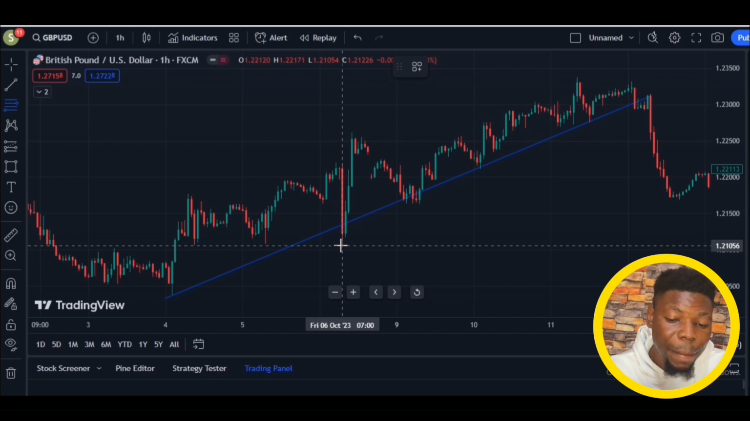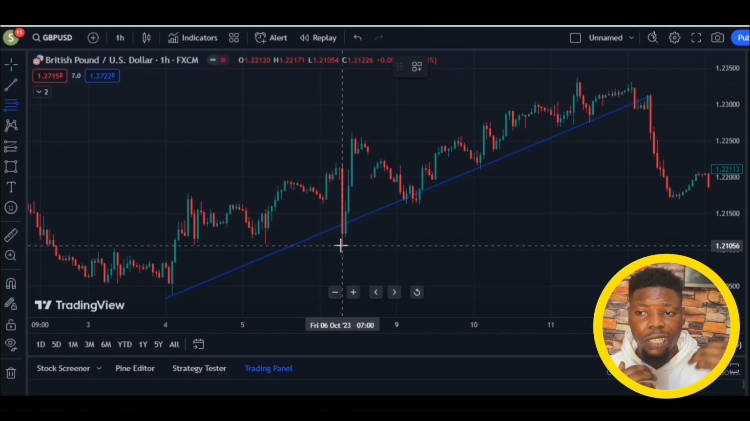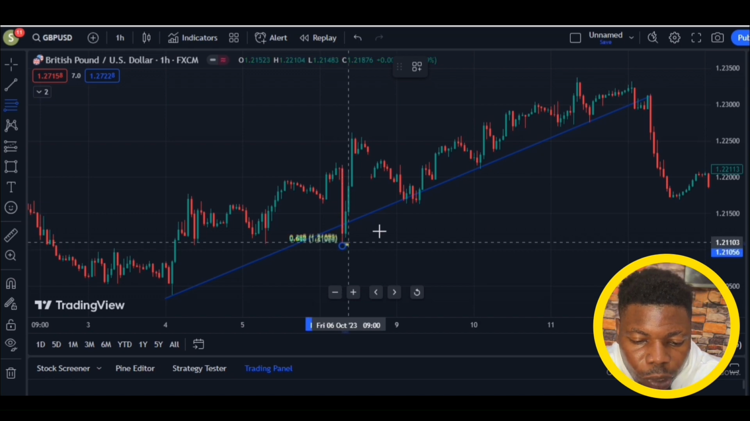Because remember, what we are doing is trying to catch those pullback moves. Because if a market is in a trending market, it can't just be going up. It comes down before it goes up. So that's basically what we're doing. So now we start from the low to the high.